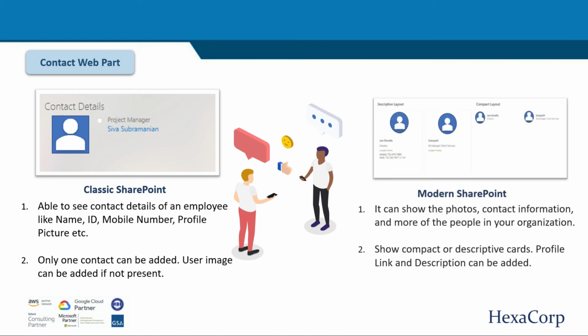In Modern, the People web part can show the photos, contact information, and more of the people in your organization. It can show compact or descriptive cards. Profile link and description can be added.